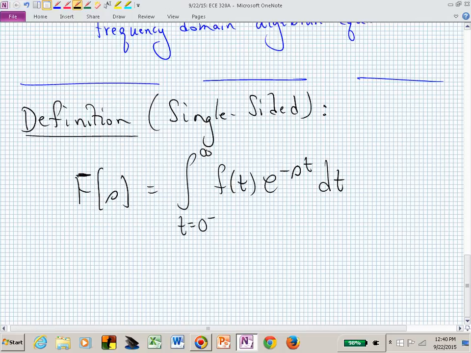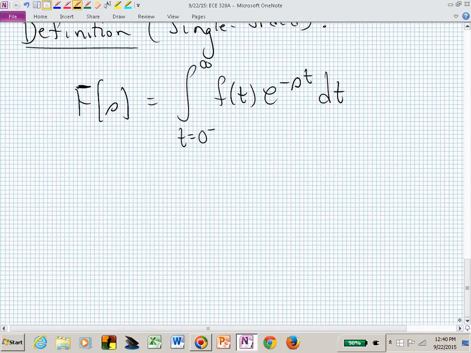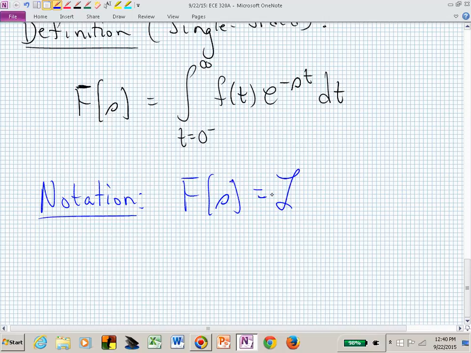Let's look at an example of a particular little f of t, a waveform as a function of time. Oh, and the notation, maybe I should just say what I'm using for notation before I get into the example. Capital F of s, that's the Laplace transform of a little f of t, and I might sometimes write script L of f of t, and that is a shorthand way of writing that more complicated integral.